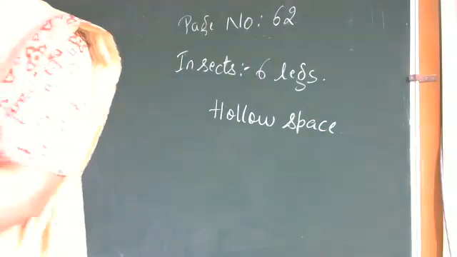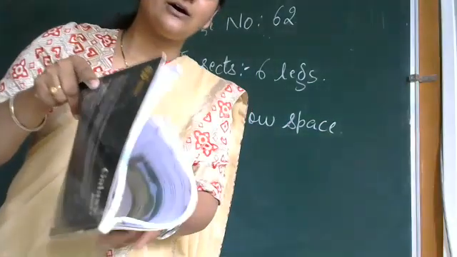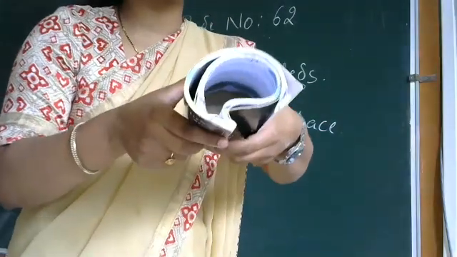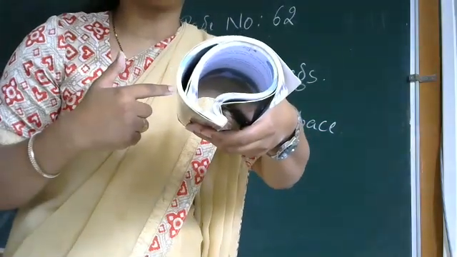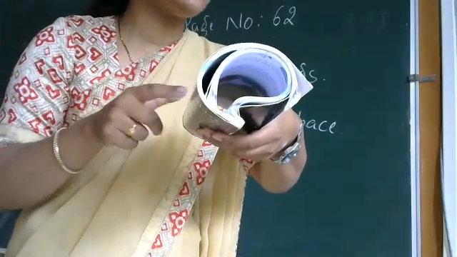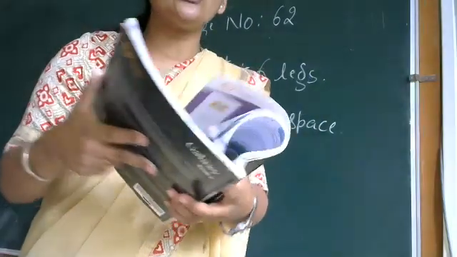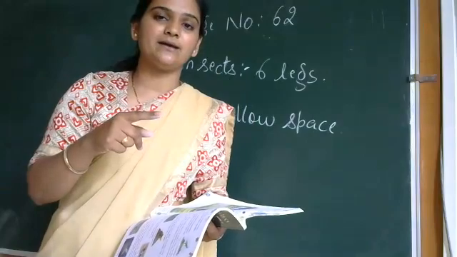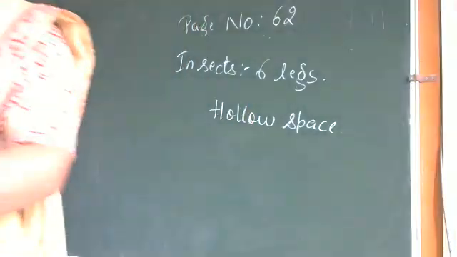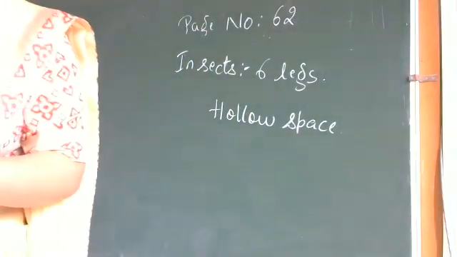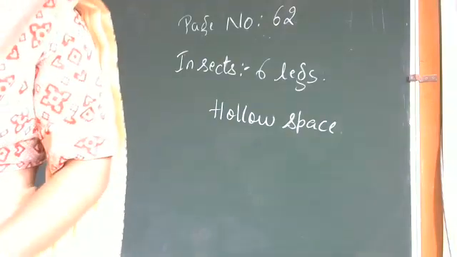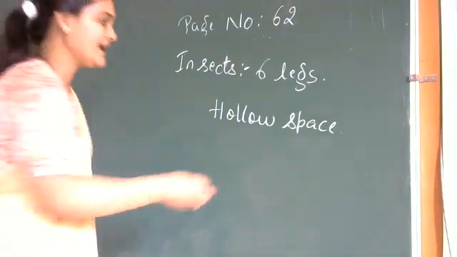Now see here. If I take this book and if I fold it like this, this is the example for hollow. Is it clear? It is hollow inside. Only the air is filled inside the body. Hollow means it is not completely packed. It is not solid. It is completely free and air is filled into that.